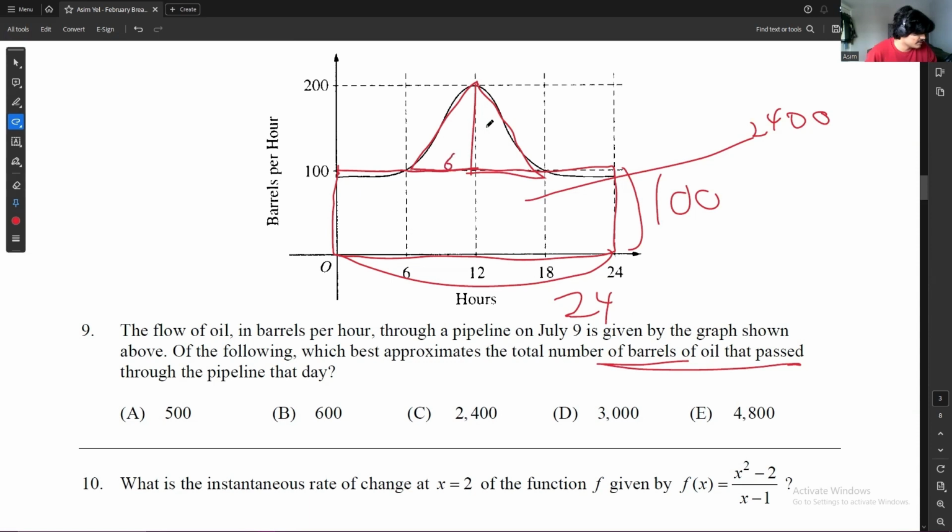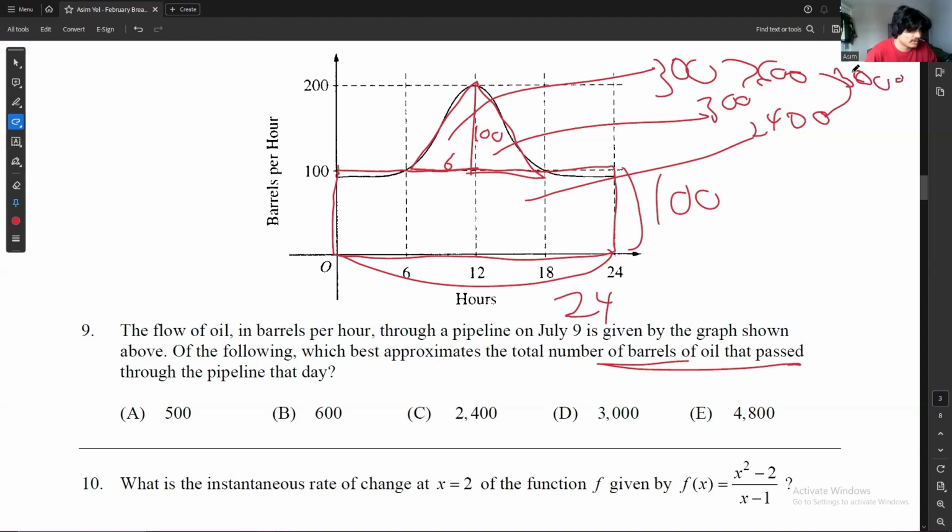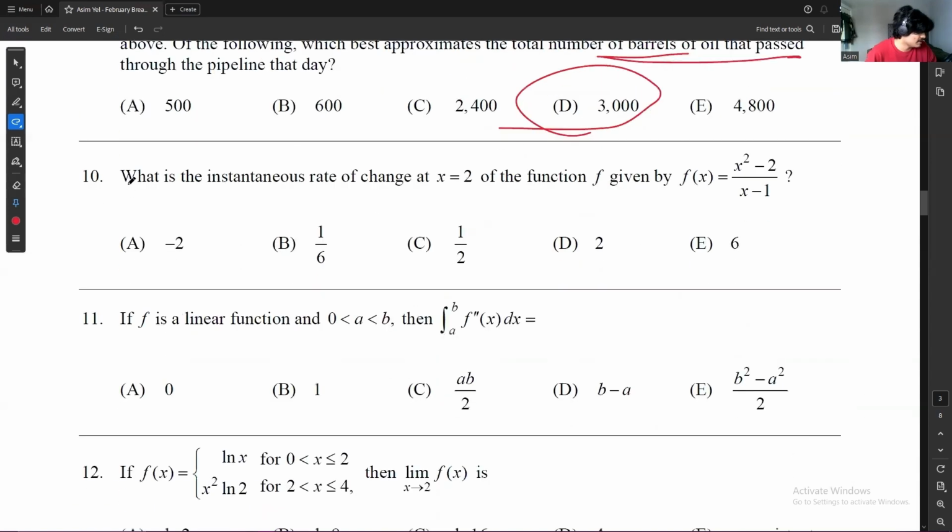So this will be 6. This will be 100. So this will be 300. And this will be 300 as well. So here I got 600, here I got 2400, and when I add these together, I approximately got 3000, which is answer choice D.